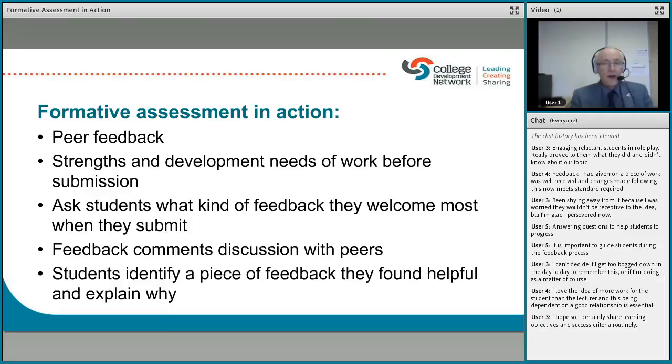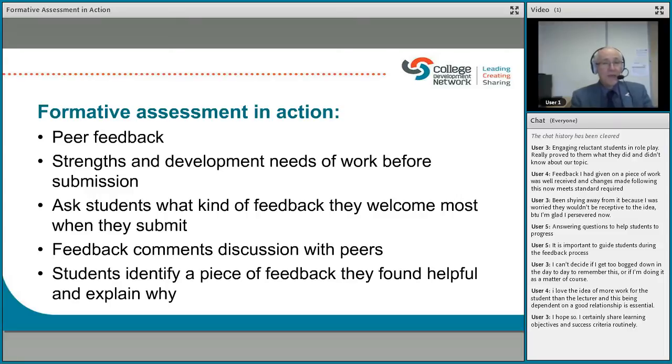One that I've tried, I was quite sceptical, but it actually did work. Strengths and development needs of work before submission. I'm doing this with colleagues who are undertaking their TQFE and their PDA at the moment, and on certain sections of the work that they're submitting to me for feedback, before I do anything with it, I ask them the question, what are the strengths and development needs of this piece of work that you're submitting to me?